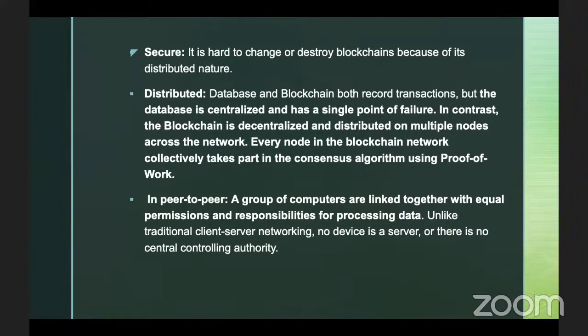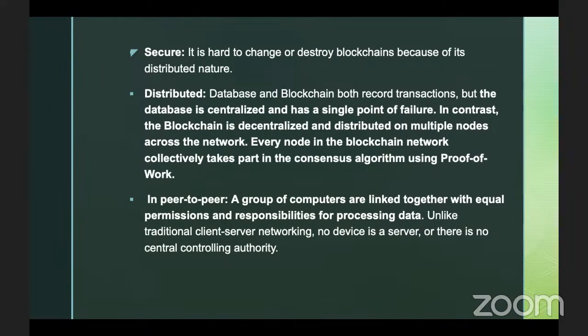Let's say a database and a blockchain both keep records. But a database is centralized. You will have a database server, and all the information is actually stored there. You access it from your machine, and any changes you make are made on the server. So everything is stored in the server. You can say the database is centralized and a single point of failure. If your database server fails, everything is gone, lost.